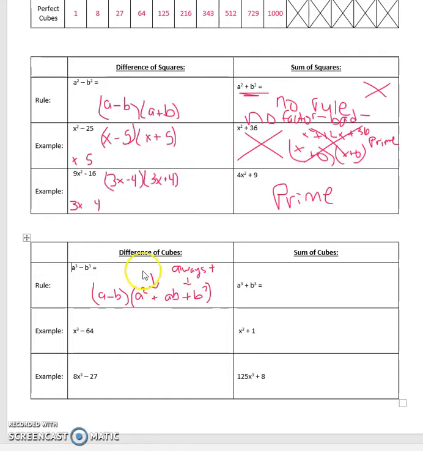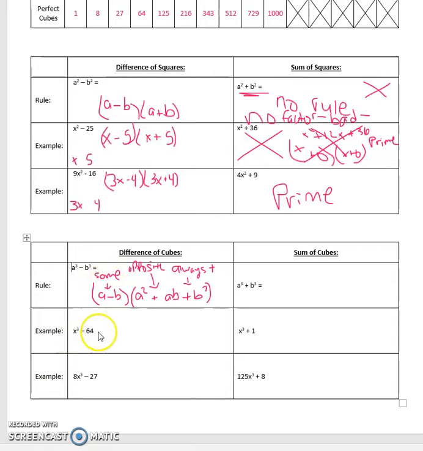This first sign is going to be the opposite of whatever you're given, alright? And this one is going to be the same. It's not going to change. Okay. So let's do an example.